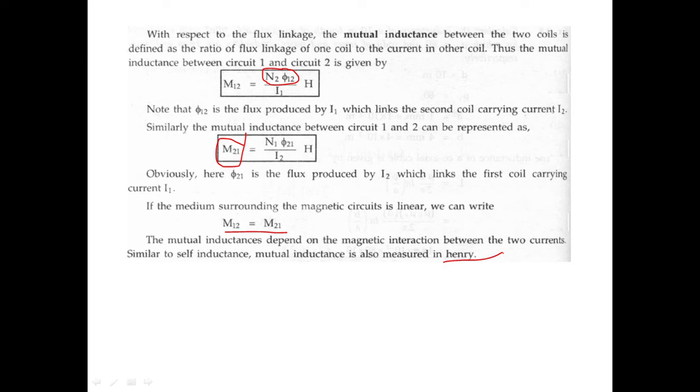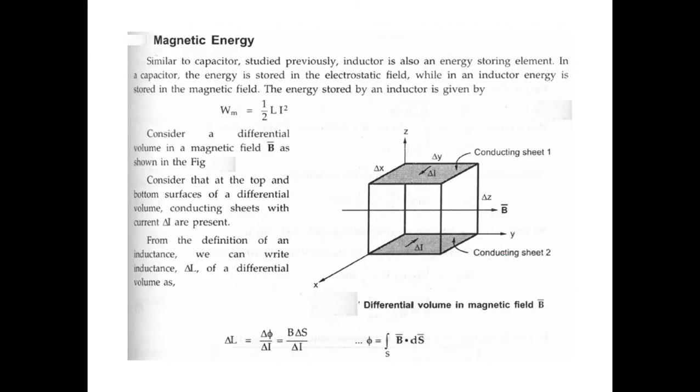So this is all about mutual inductance. I think already everyone knows all these, so you should know the main equations here. Now, like how we derived energy density in the second module, we have here also magnetic energy. Similar to the capacitor we studied previously, the inductor also has an energy storing element.